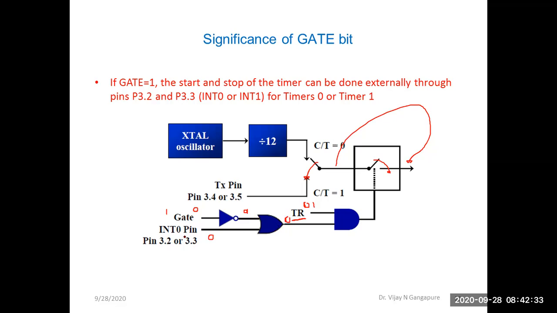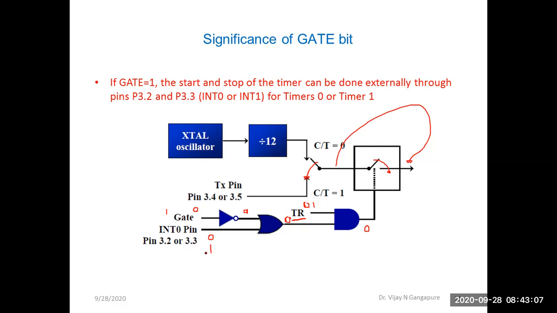It means, in case of timer 0, if we are using timer 0, then the INT0 pin will be used, and if it is 0, the output of this OR gate is 0. Since one input of this AND gate is 0, the output of this AND gate will be 0, and the timer will be off, because this AND gate is disabled. These pulses at this input will not reach the output, and that means the timer register is not counting these pulses.